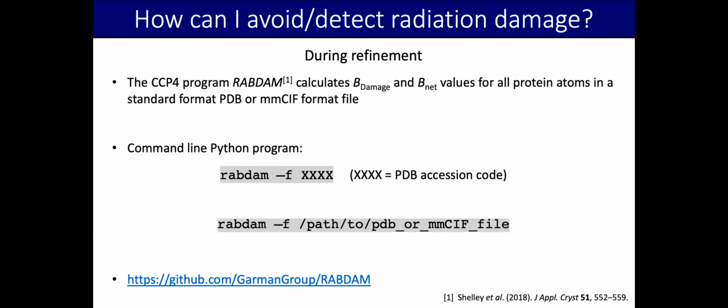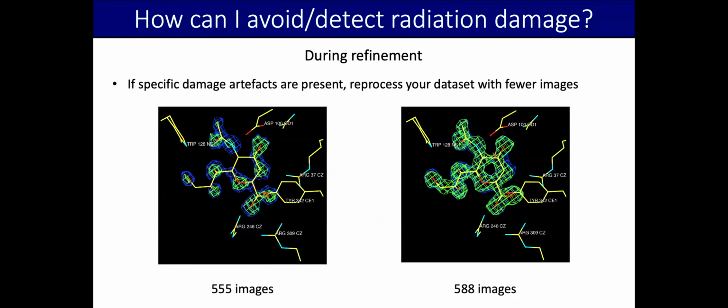So if you do find that you have specific radiation damage artifacts in your dataset, unfortunately, the only way to get rid of them is to go back and reprocess your data with fewer images. But here I'd just like to emphasize the difference. Oh, those numbers are the wrong way around. Oops.